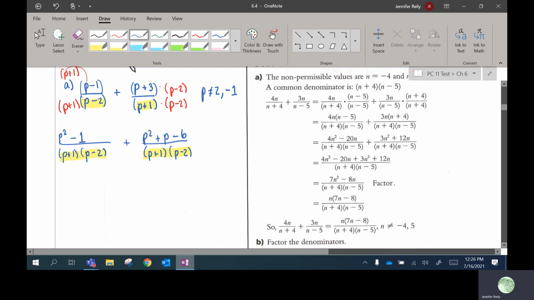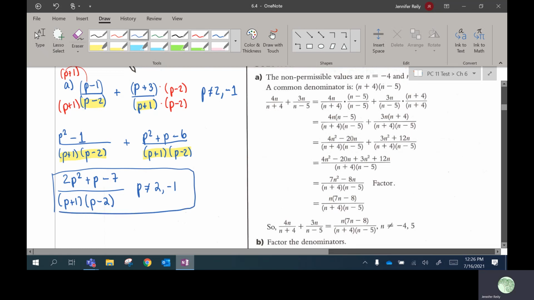So p squared plus p squared, that's going to give me 2p squared. I don't have a second p term, so I'll just have plus p. And then I'll have minus 1 plus negative 6, so minus 7, all over p plus 1, p minus 2. And that is it. And I can rewrite my non-permissible values here, my final answer.